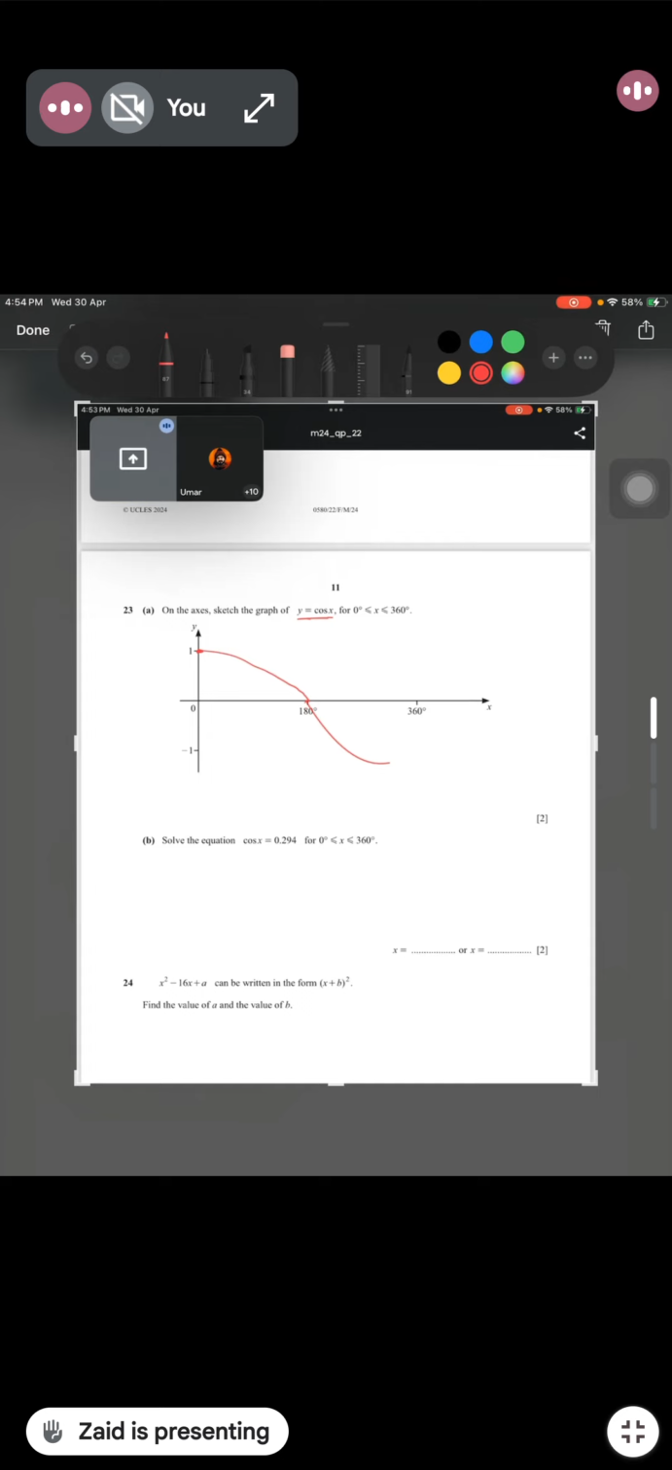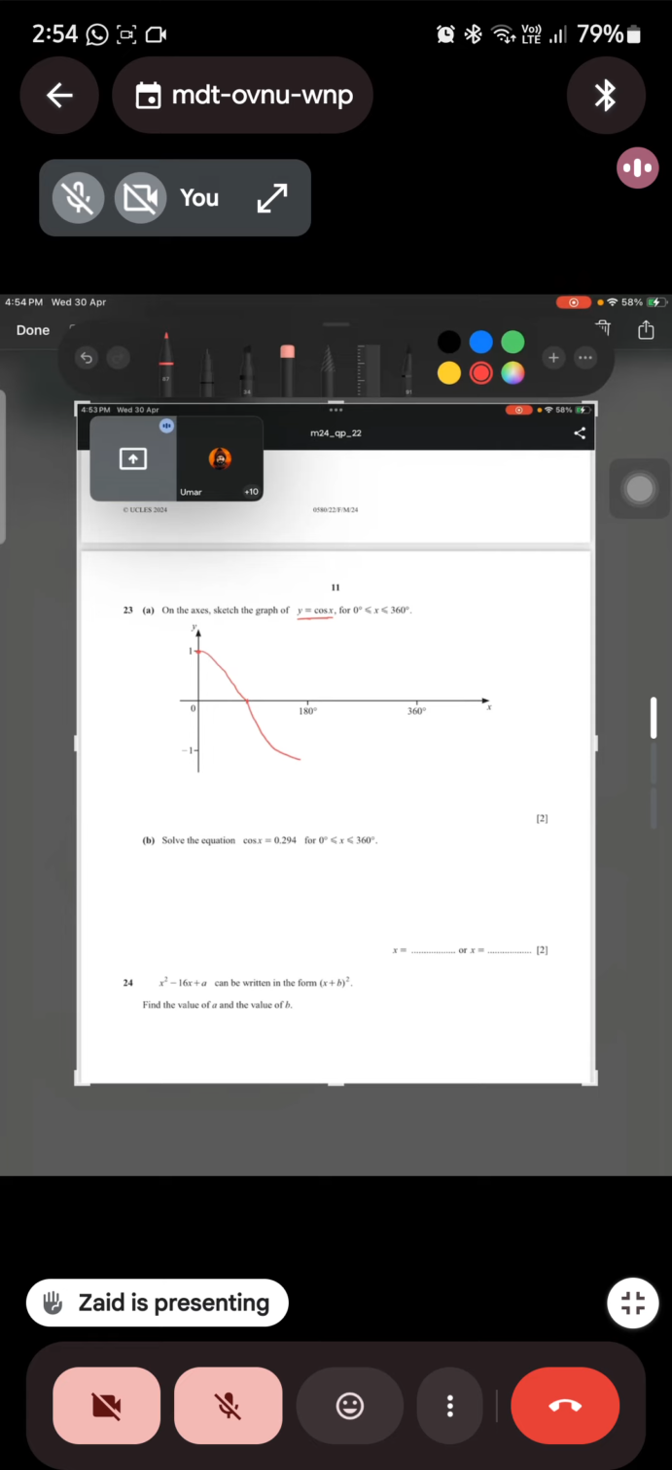It's 1. Okay, यहाँ देखो, cos 0 is 1, cos 90 is 0. Cos 180 is -1. After 180, you will add another 90, so it's going to be cos 270. Cos 270 is 0. Okay, and cos 360 is again 1. So this is the graph of cos.